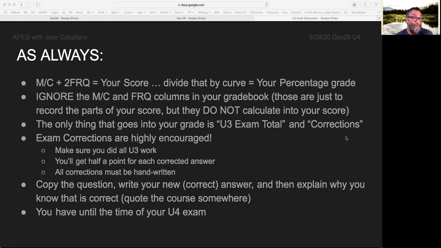They help you learn, and it's just free points. It's just a gimme. Whatever you got now is not final. All you got to do is make sure that you did the Unit 3 work and that you handwrite your answers before the next exam. And I'll give you half a point for each of the corrected answers. You copy the question, write your new correct answer, and then you have to reference the course content to tell me why you know it's correct.